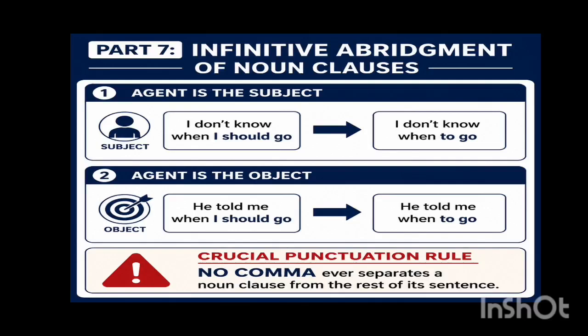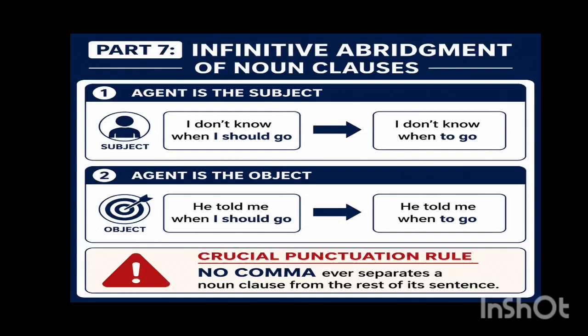Sometimes a full noun clause can feel a bit heavy or wordy. In English, we have a shortcut called abridgment. This allows us to replace the entire clause with an infinitive, to plus verb, but only under specific conditions. The key requirement for abridgment is that the agent must be clearly identified elsewhere in the sentence.